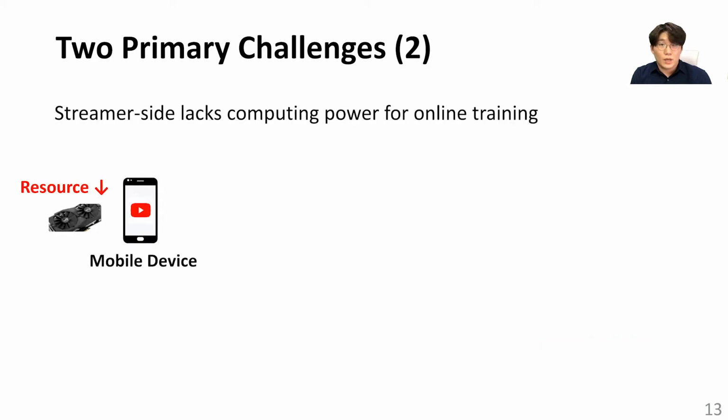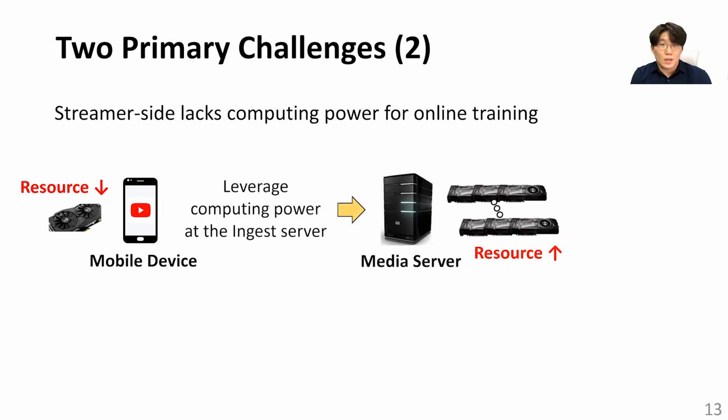Second, to train the DNN online, it requires powerful computing devices, but the computing power at the streamer side is heterogeneous. Instead, we can leverage the computing power at the ingest server, which is typically a cloud environment with ample computing resource. However, the challenge is that ground truth labels for online training are not available at media server.